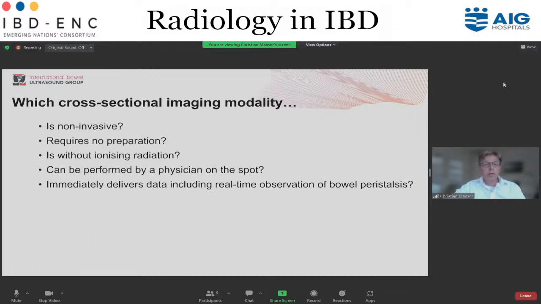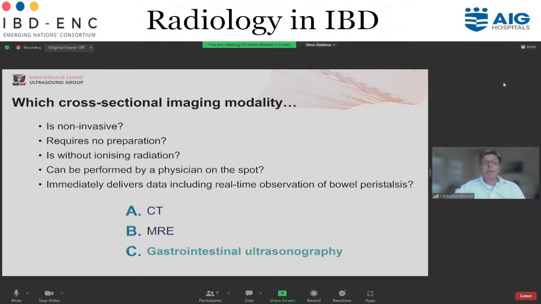And then the question is, which cross-sectional imaging modality is non-invasive, requires no preparation, is without ionizing radiation, can be performed by a physician on the spot, immediately delivering data, including real-time observation of bowel peristalsis? The three options: CT, MRE, or intestinal ultrasonography. And as I'm talking about intestinal ultrasound, C is the right answer to that question.